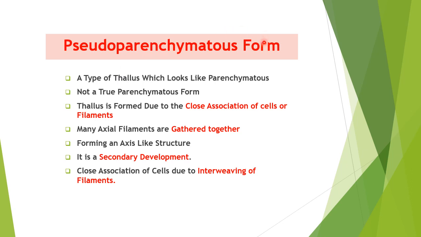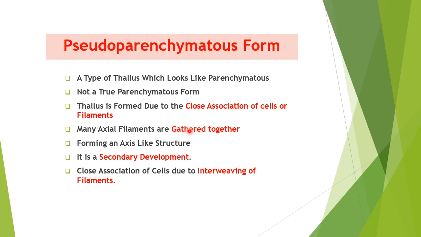Pseudoparenchymatous forms. Now they are false parenchymatous. As the name signifies, they look like parenchymatous, but they are not true parenchymatous forms. The thallus is formed by the close association of cells or filaments. In parenchymatous forms, what will you find? You will find a number of cells, and they are formed from a single cell, by the division of a single cell. Here you will find a number of cells, but they are not formed from a single cell. They are an association of cells or filaments. That's why we call them pseudoparenchymatous forms.